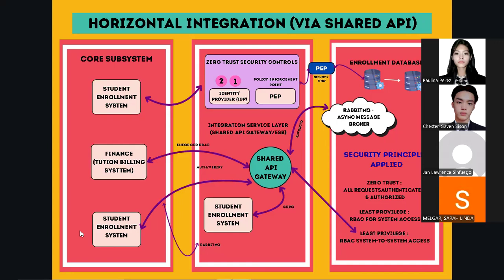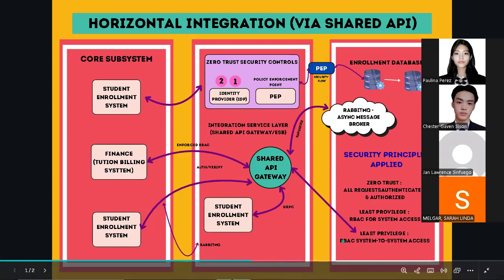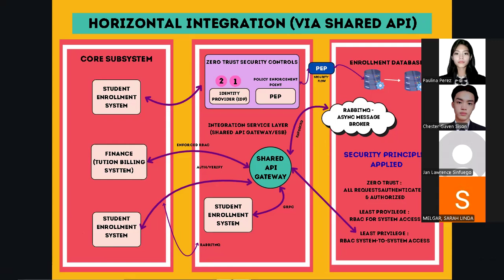The second principle is the principle of least privilege. This means that each system or user only gets the smallest amount of access they need to do their task. Nothing more. For example, the finance system might be allowed to read information about a student's enrollment, but it cannot change or delete enrollment records. This is enforced by Role-Based Access Control or RBAC, which assigns specific roles and limits what those roles can do.